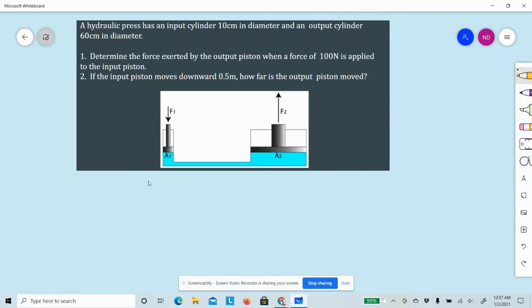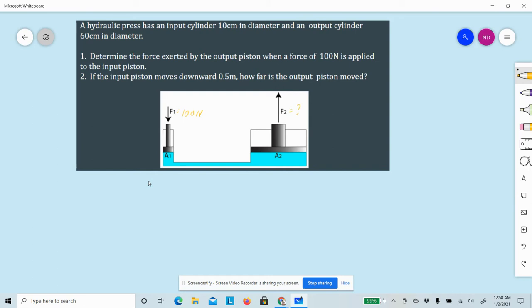A hydraulic press. A very, very classic problem to see on AP Physics 2 exams. All right, pay attention to this one. It's pretty easy. It's Pascal's principle in action. This is how they lift all the cars at the gas stations and that kind of stuff. Determine the force exerted by the output piston when this force here is 100 newtons. What will this force be? That's what we have to figure out.